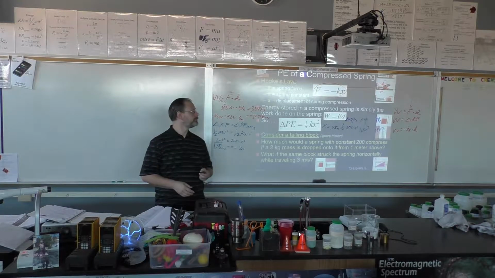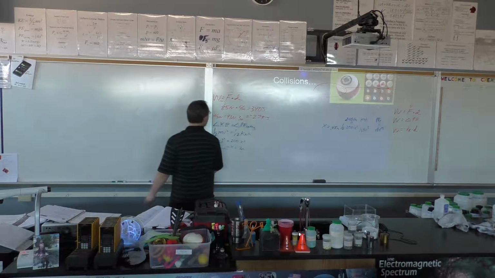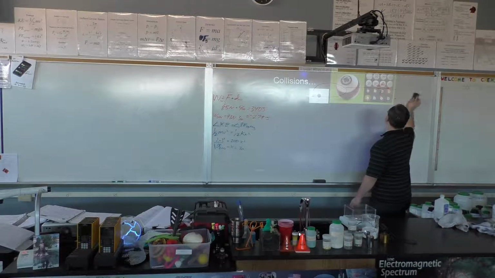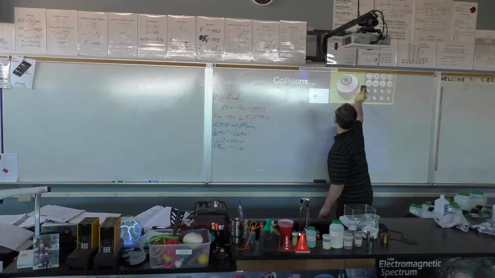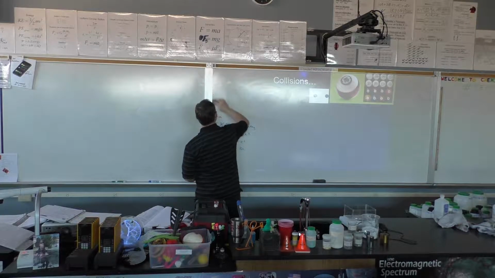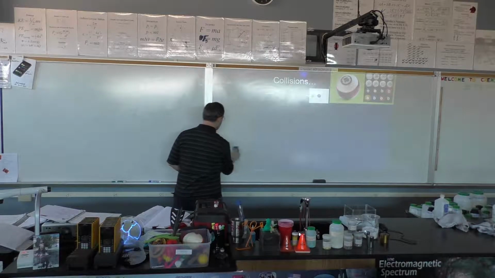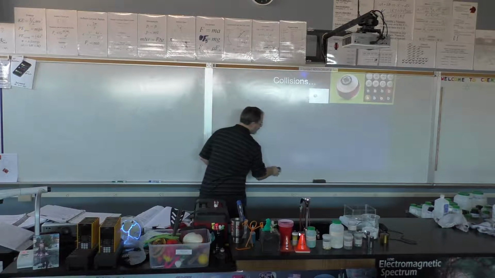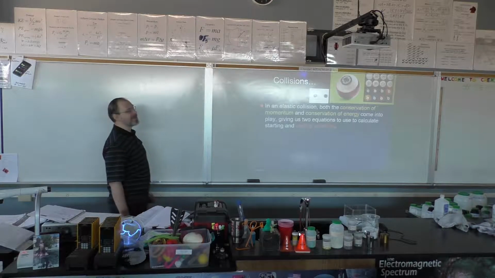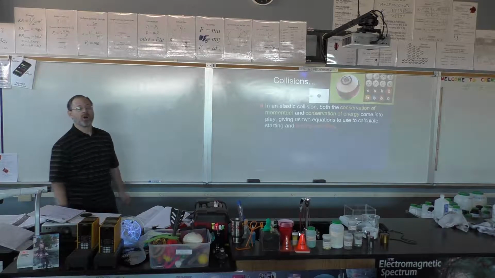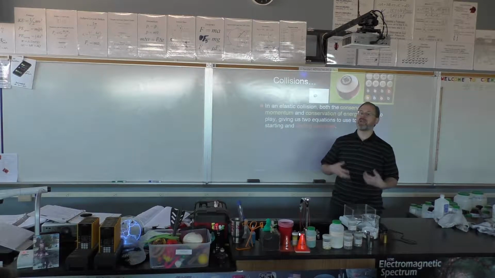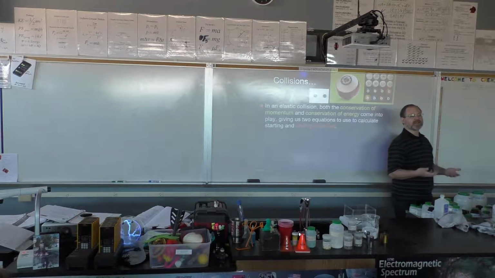Ending point, starting point. Okay, there are two types of collisions. When things collide, in fact, there's a whole unit just on collisions. One type of collision is one where all the energy stored in the system stays in the system. In other words, the energy is conserved. When energy is conserved, we call it an elastic collision.